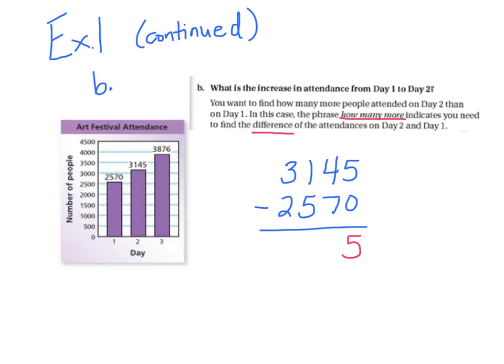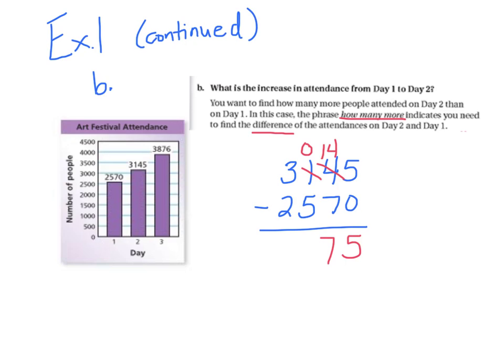So since we can't take 7 away from 4, we're going to come over here to the hundreds place, and we're going to borrow from there, and that's going to leave us with 0 hundreds right now. But we are going to bring a group of numbers over here, so that 4 is going to become a 14 now, and now we can do 14 minus 7, which is 7.